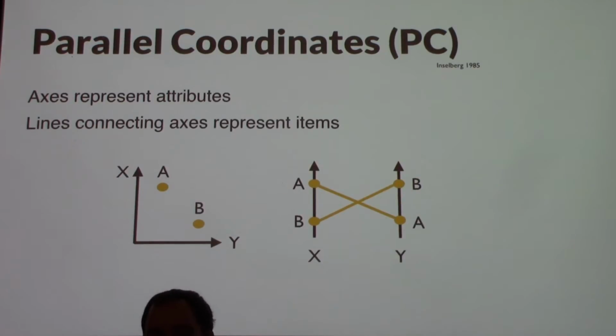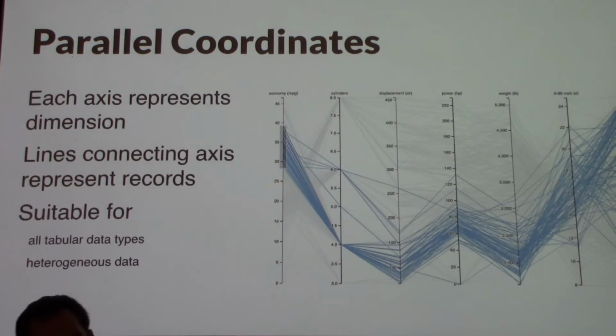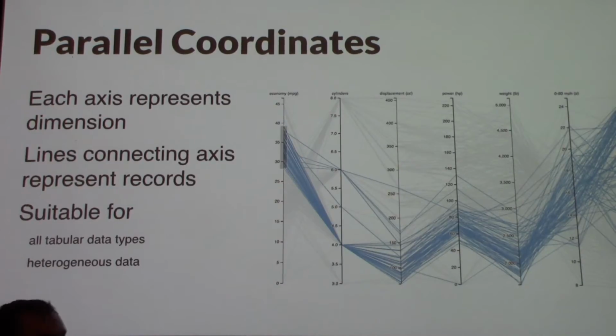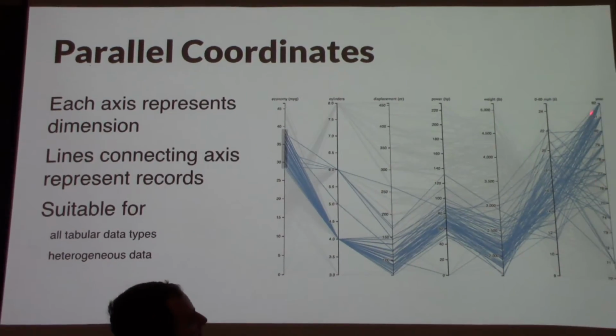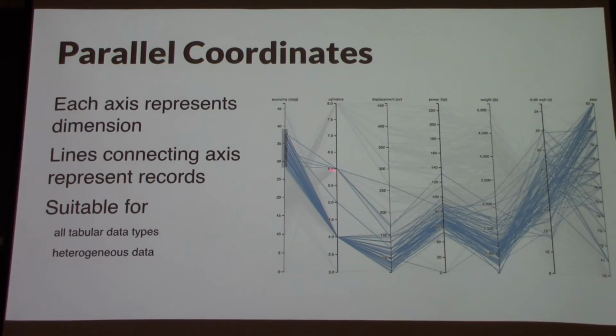And you have to learn how to read this for the first time, but once you understand it, it's not a bad technique. So each axis represents a dimension, and a line connecting the axes represents a record. The nice thing about it is that it's suitable for all tabular data types, including categories. So here we have ordinal data in terms of the year that the car was built, and here we have ordinal data in terms of cylinders, and that works. And so all of these values here are of different types. So in contrast to a heat map, we can have very different types and connect them to each other. So that's why they're nice.